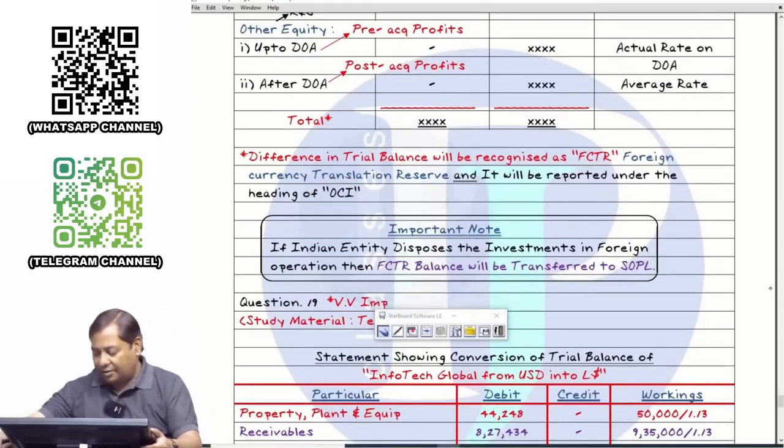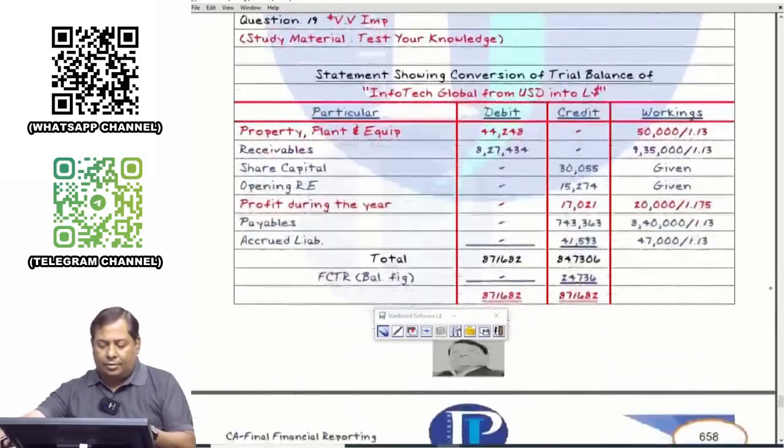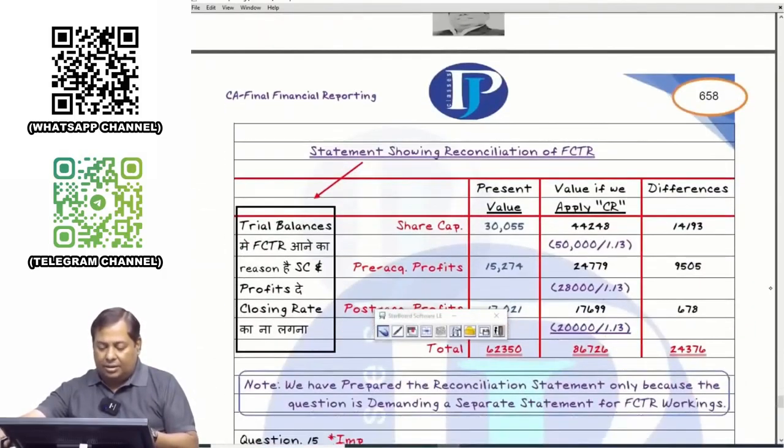You were taught through translation. See, this is the translation done. See, we did the translation.